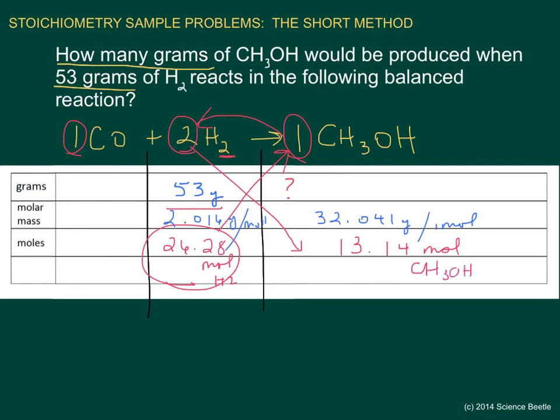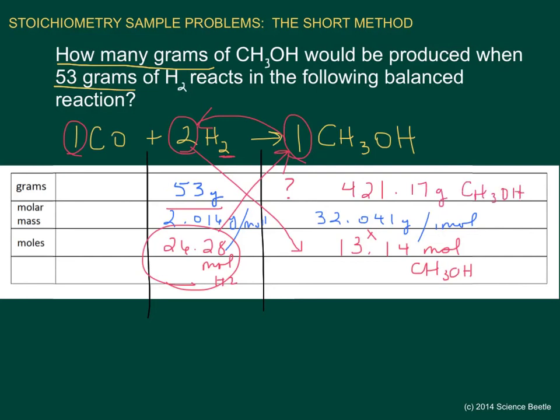Notice when we were figuring out the moles of hydrogen gas, we divided 53 by 2.016 because we were going in the down direction. If you're moving down, you divide, but if you're going up, you multiply these two numbers. So we take 13.14 and multiply that by 32.041, and that gives us the number of grams for CH3OH. That answer is 421.17 grams of CH3OH.